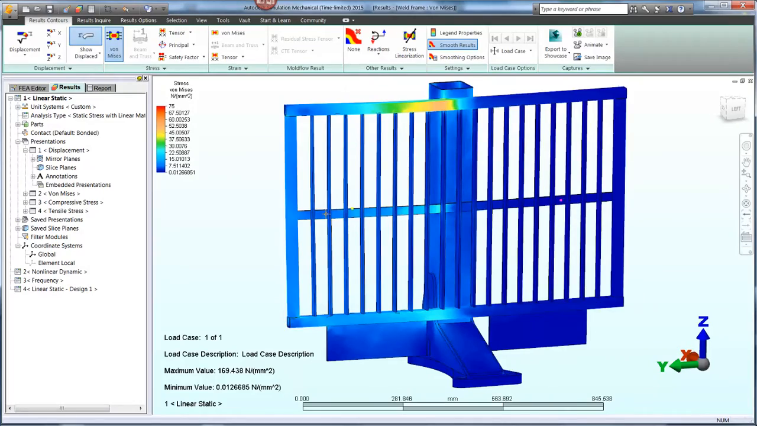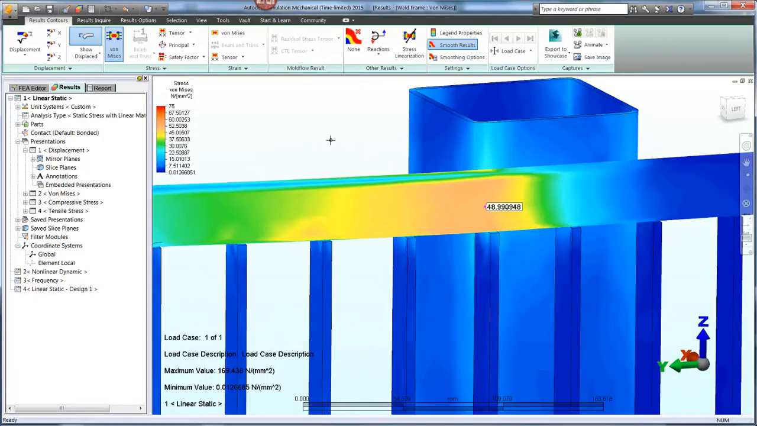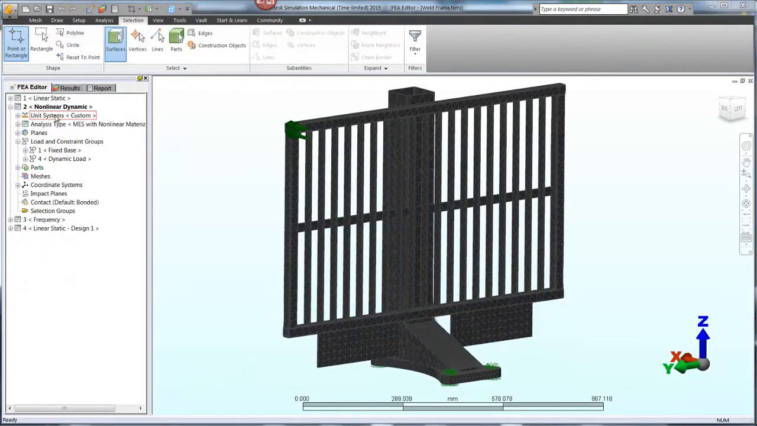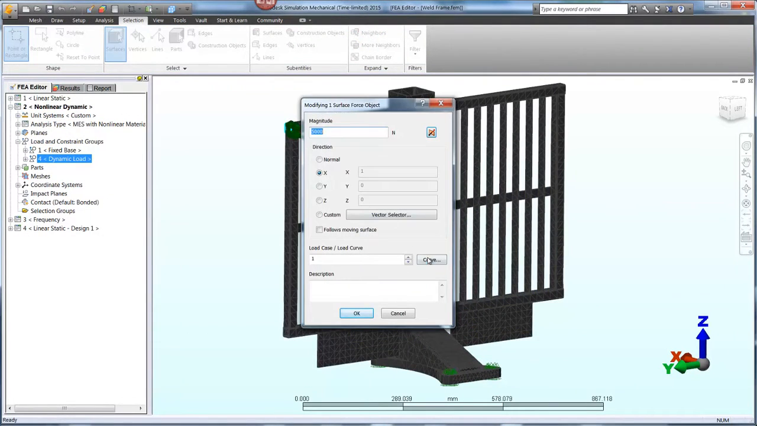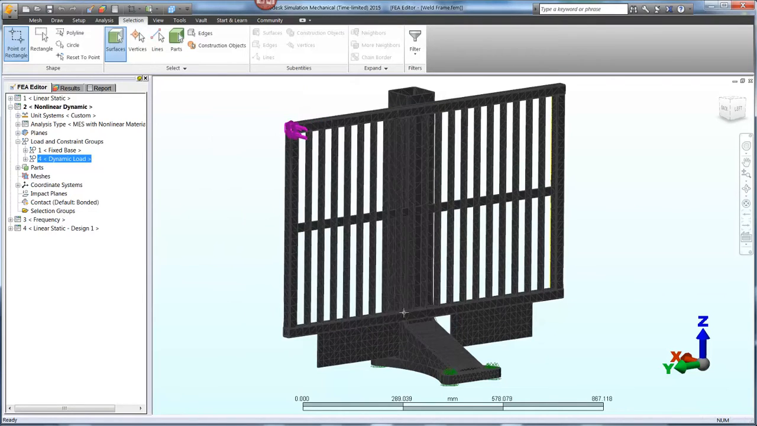Linear static studies do a great job of explaining the stress and deflection that can occur when large objects are pressed against the fence. However, what happens when that object strikes the fence at a particular velocity? Using the mechanical event simulation in Simulation Mechanical, we can analyze the load over a period of time when there is a sudden impact.